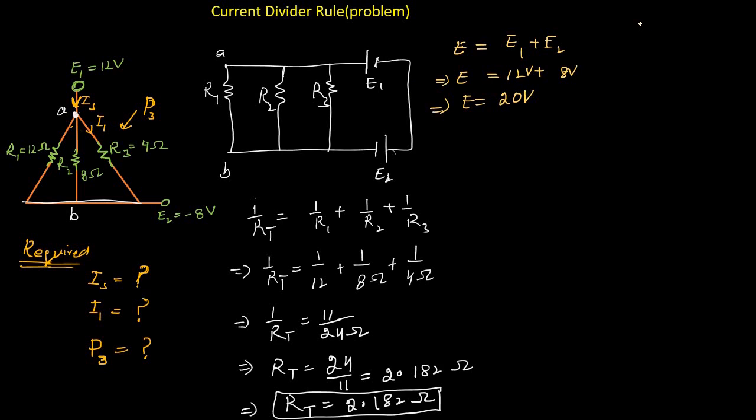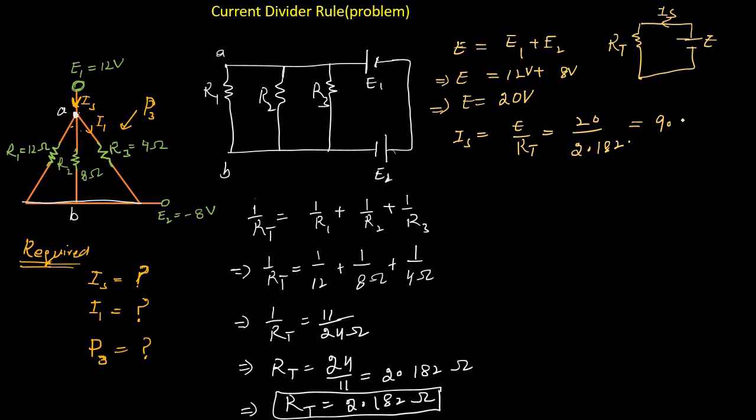Now we can redraw this network with the equivalent resistor connected, where E represents the equivalent of these two voltage sources and this resistor represents RT, the equivalent resistance of this parallel network. And here we have a current IS from this DC voltage source. Now to find the current IS from this network by using Ohm's law, IS equals E divided by RT. So E in this case is 20 volts divided by RT, which is 2.182. Now the current IS through this parallel network will be 9.166 ampere. So here we have 9.166 ampere of current through this parallel network.